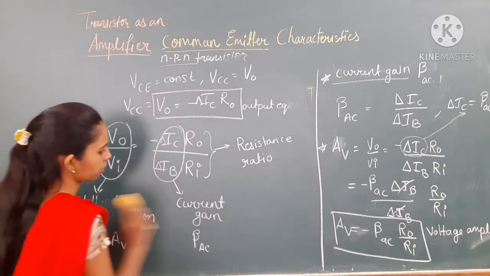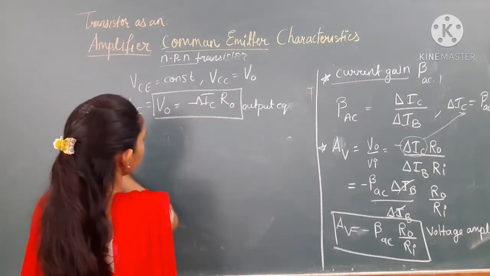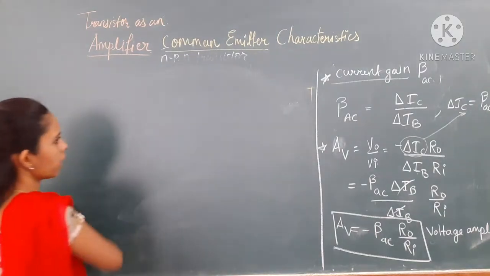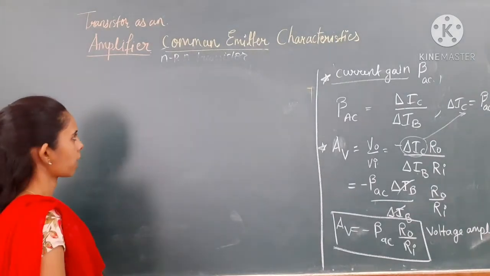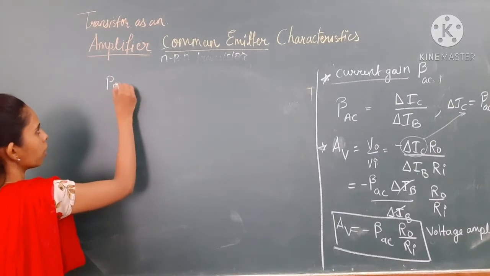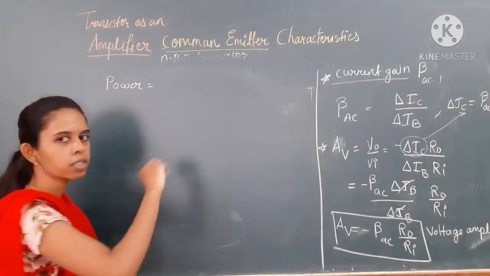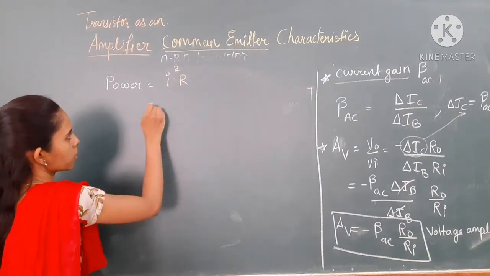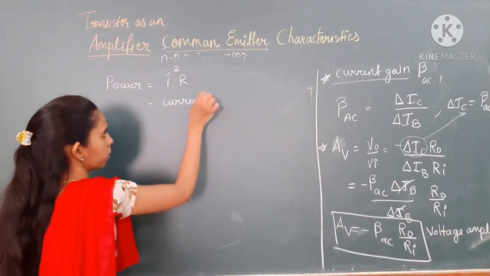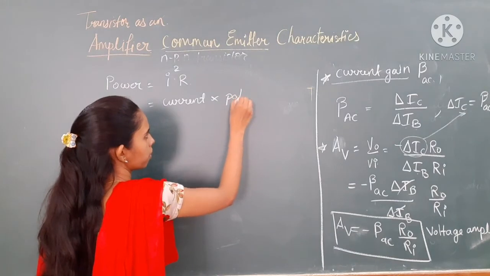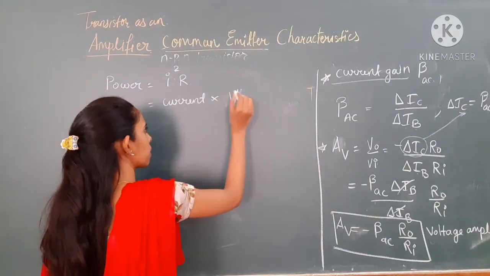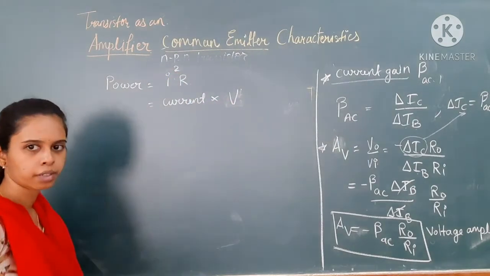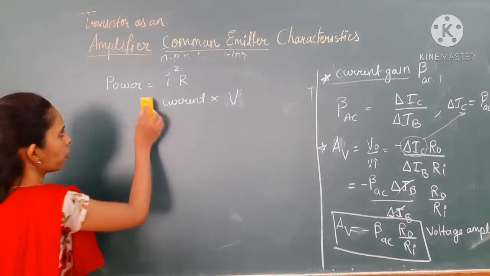Okay. Now the point is, is there any power gain in this circuit? The answer is yes, so we have to find the power gain. What is power gain? It is the current gain into the voltage amplification. Power's normal formula is I square into R, which is nothing but current into potential difference. Potential difference is nothing but voltage, and voltage is equal to IR. So therefore it is I square R. We know this formula.